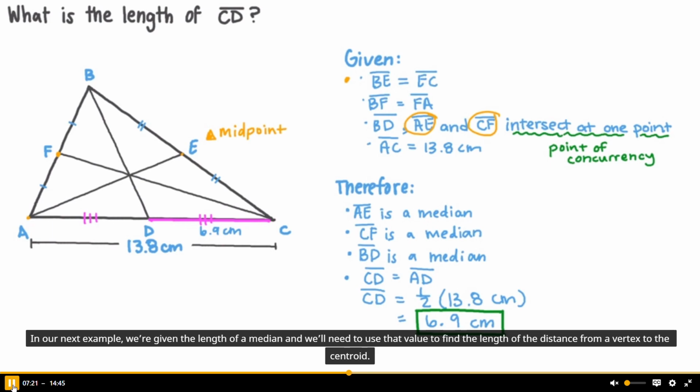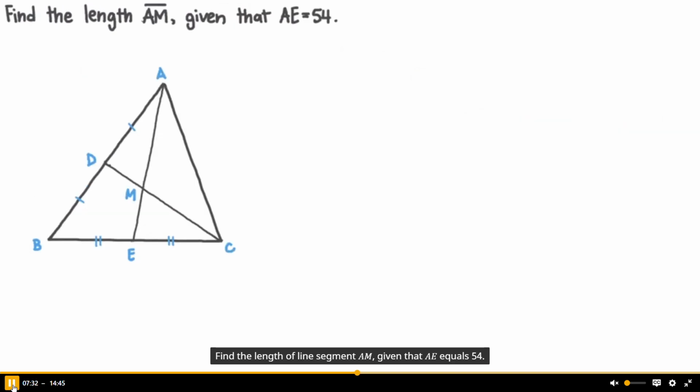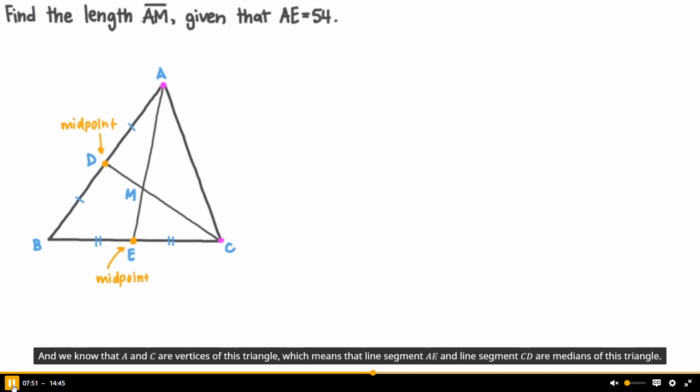In our next example, we are given the length of the median, and we will need to use that value to find the length of the distance from the vertex to the centroid. Find the length of the line segment AM given that AE equals 54. Let's see what we can tell from this diagram. The point D divides the line segment AP in half, and the point E divides the line segment PE in half. So we have two midpoints.